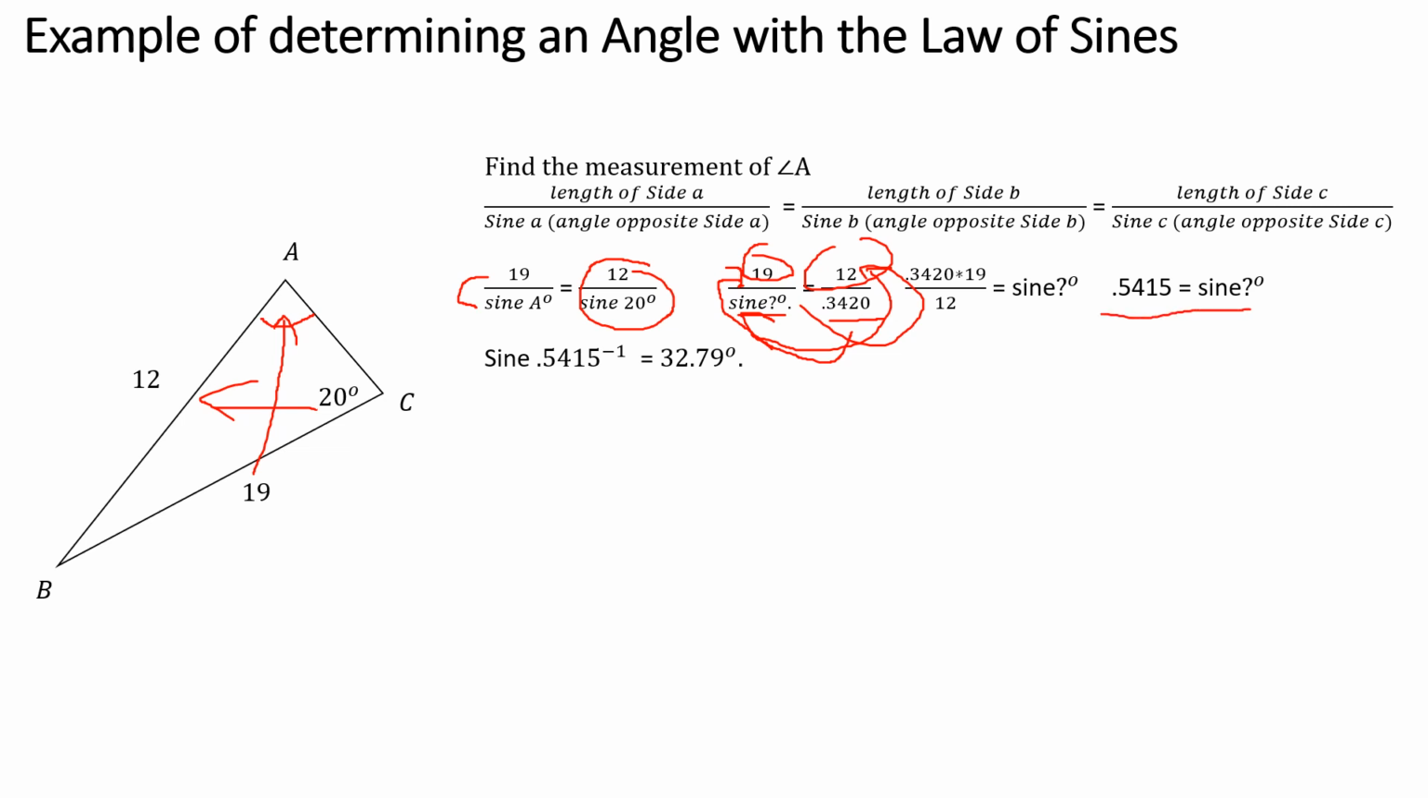We do the sine to the negative 1, the inverse sine. And that angle is 32.79 degrees for angle A. So this is right here, 32.79 degrees. Like that.